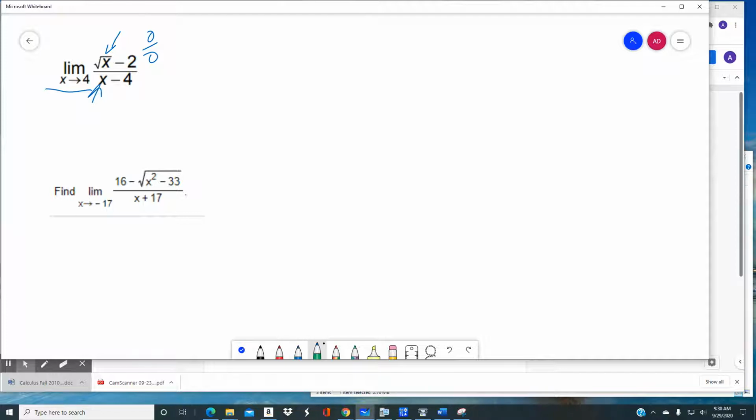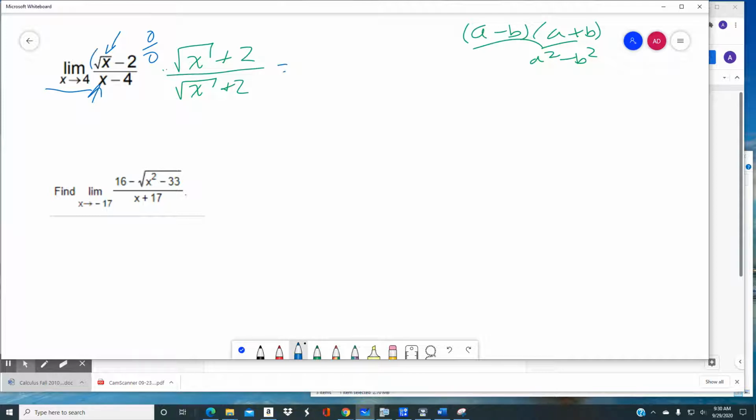Well, that something in this case is multiplying by what we call the conjugate. The conjugate in this case would be the square root of x plus 2 over the square root of x plus 2. If you recall from algebra days, a minus b times a plus b always got me a squared minus b squared. The reason why this is helpful is because it's going to remove the radical from the numerator. I know, I'm excited too.